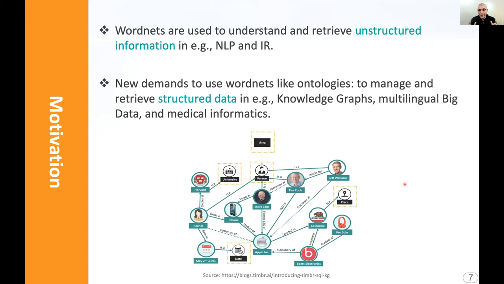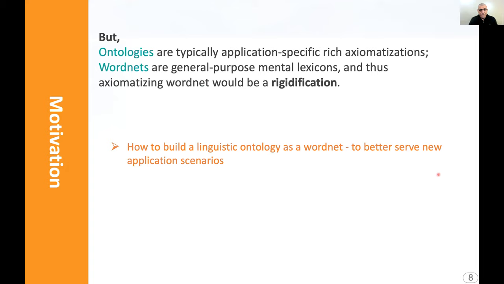So the issue here is that people want to use WordNet synsets as classes of things, similar to ontology classes. However, as we know, ontologies are typically rich axiomatizations and they are application specific, while WordNets are general purpose lexicons. And if we try to axiomatize WordNets, they become really rigid. So the question that I will discuss with you today is how to build a linguistic ontology to better serve these new types of applications.